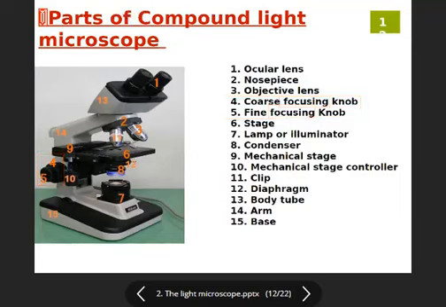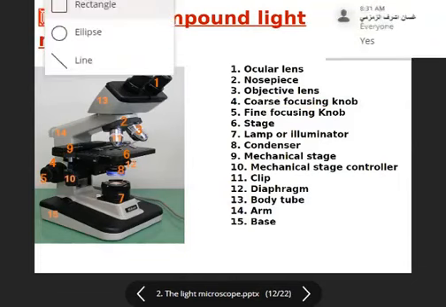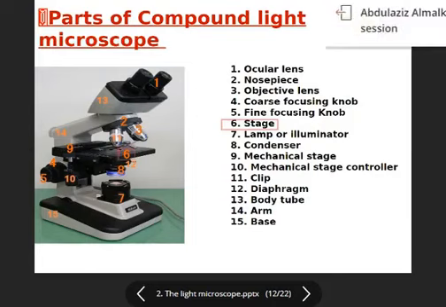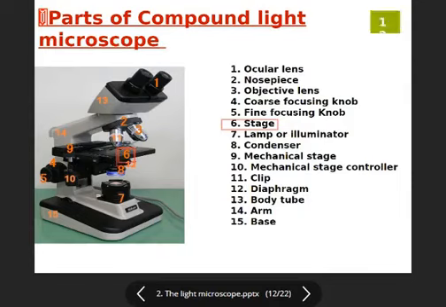Now number 6. Number 6 is the stage. This is number 6. What is the function of number 6? The function of number 6 is that you put the slide here. It is the place where you put the slide. Stage.